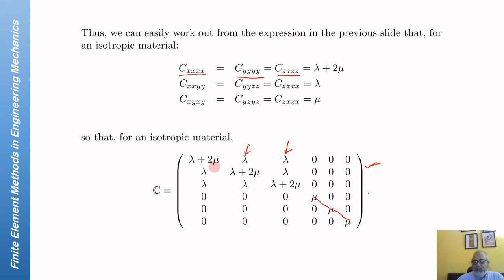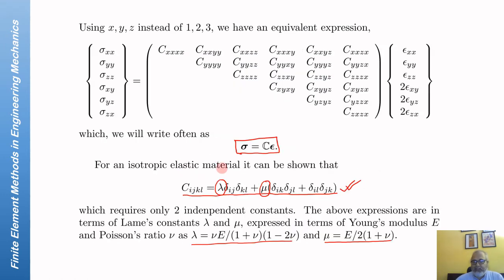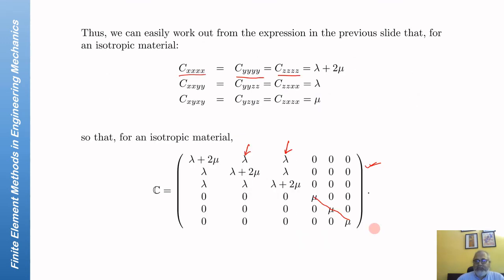It is, of course, possible, using the relations between lambda and mu and E and nu, to express this matrix in terms of E and nu. That is possible, and we will also do that in many cases, but I'll leave that as an exercise for you to do on your own. It's very, very simple. Write it in terms of E and nu.